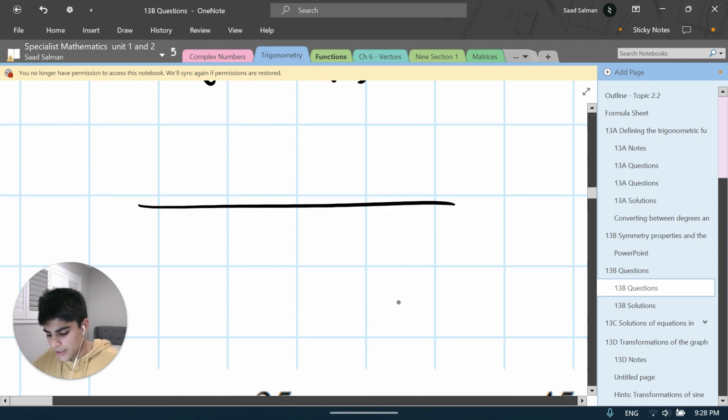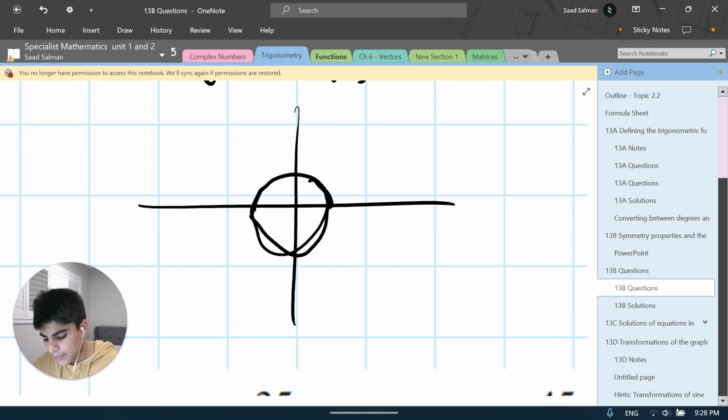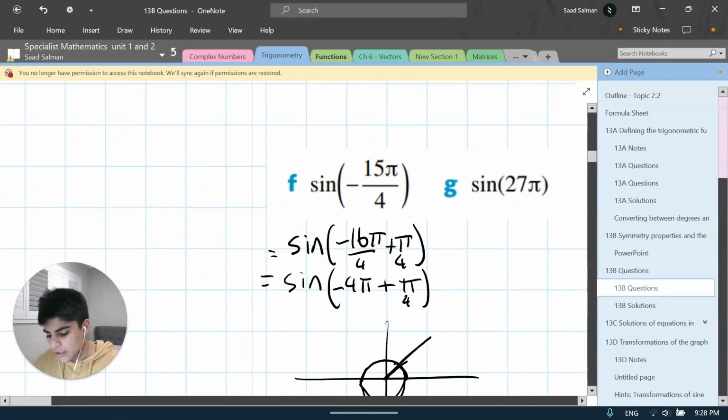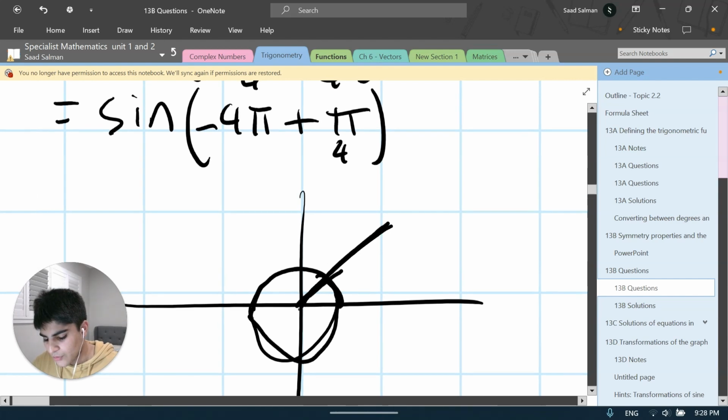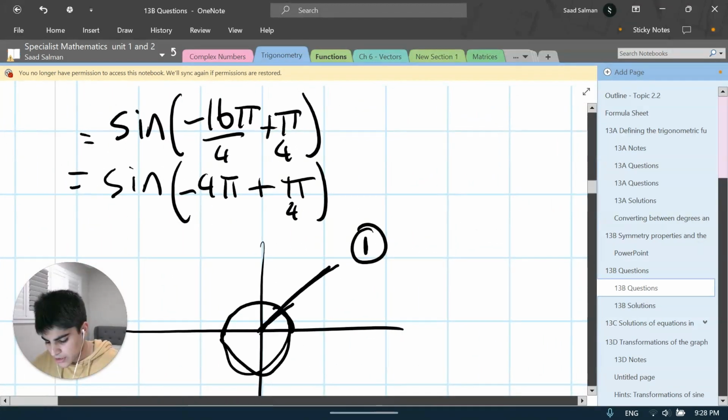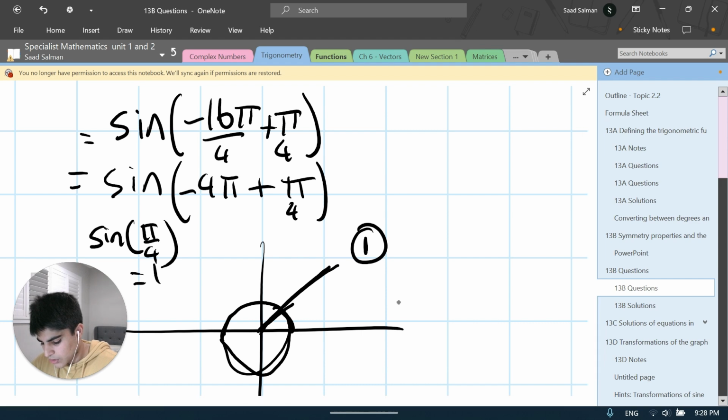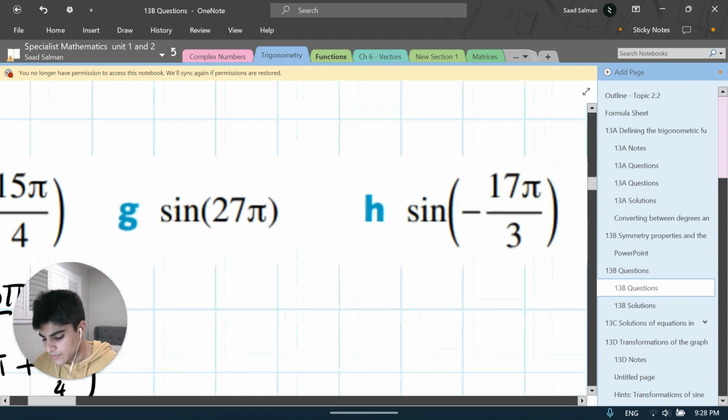Negative 4 pi means 1 pi, 2 pi, 3 pi, negative 4 pi, plus pi on 4. So the exact value of sine negative 15 pi on 4 falls in the first quadrant, and in the first quadrant sine is positive. So this is equivalent to sine pi on 4, which equals 1 over root 2.